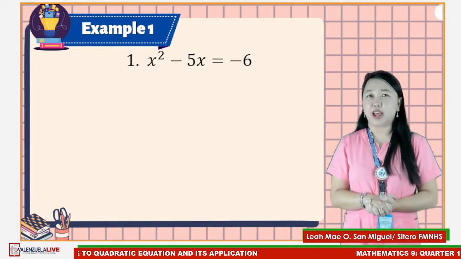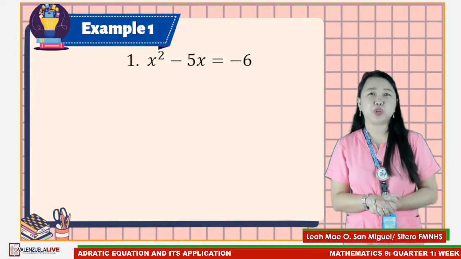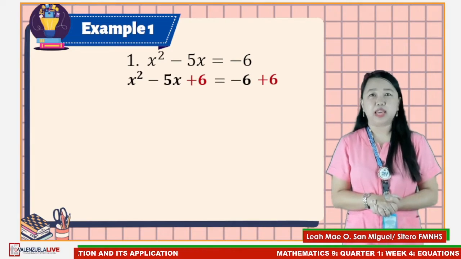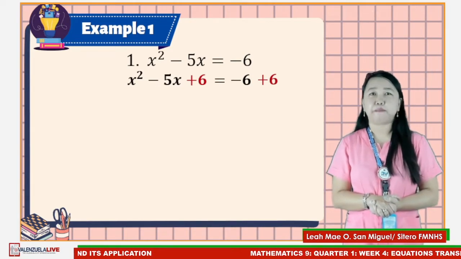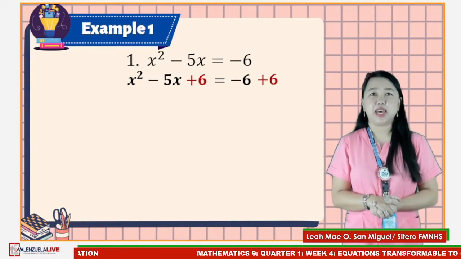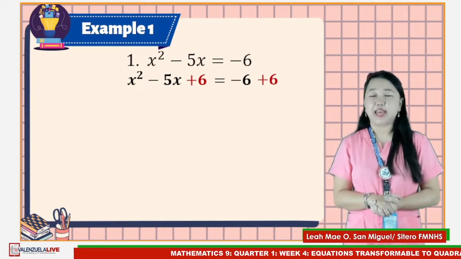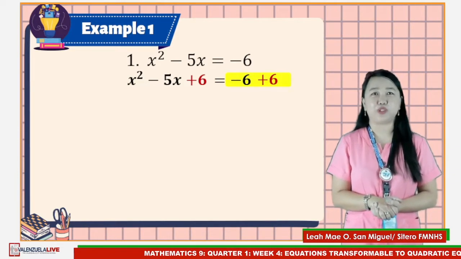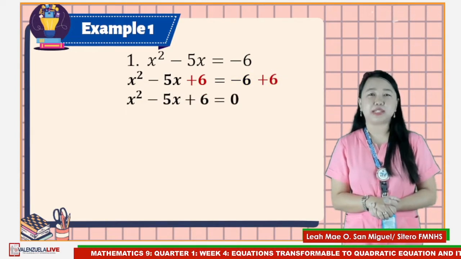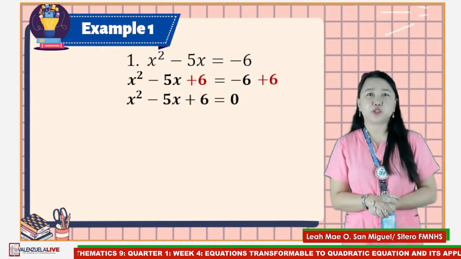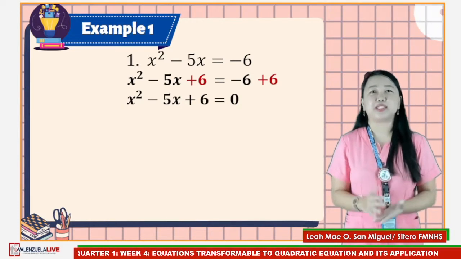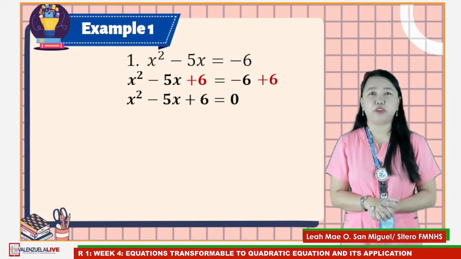To write it in standard form, we need to apply the addition property of equality by adding 6 on both sides of the equation. This gives us x squared minus 5x plus 6 is equal to negative 6 plus 6. Then simplify. Negative 6 plus 6 is equal to 0, which results to x squared minus 5x plus 6 is equal to 0. Solve the roots of the equation obtained using any of the methods. Yes, you can use any method in solving for the roots.